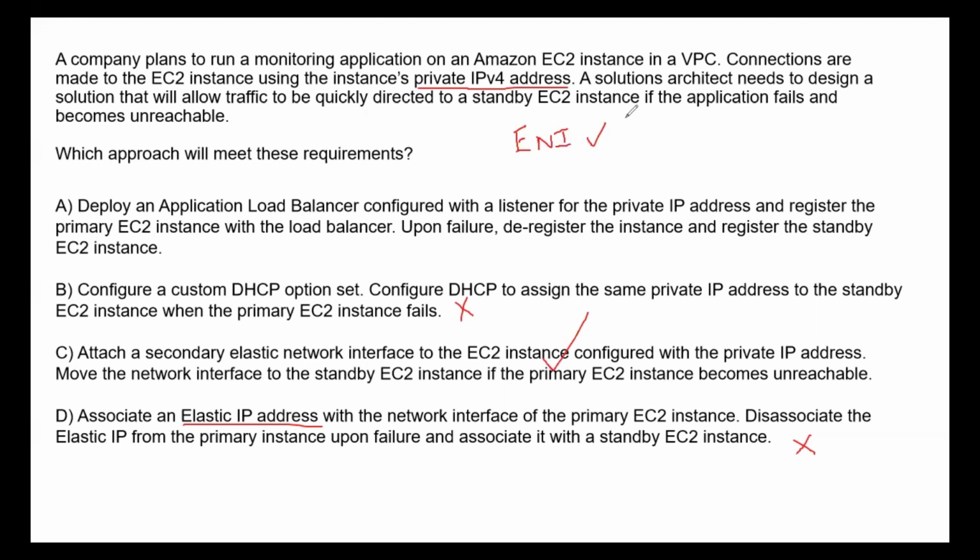That is the reason it is called the elastic network interface. So that is what we need to do here. We need to attach a secondary elastic network interface to the EC2 instance that is configured with a private address. Then move the network interface to the standby EC2 instance so that the IP and all the other networking attributes get shifted to the new instance. And this is the best way to achieve this option, right? So choice 3 is the correct answer. Correct answer is C.